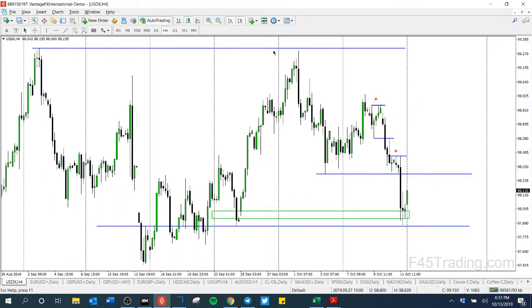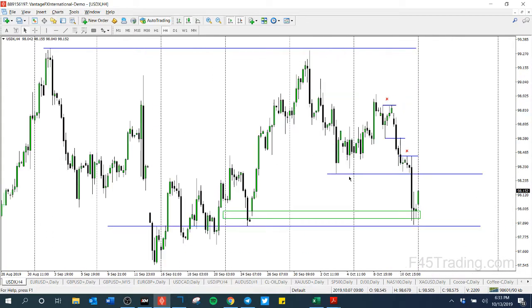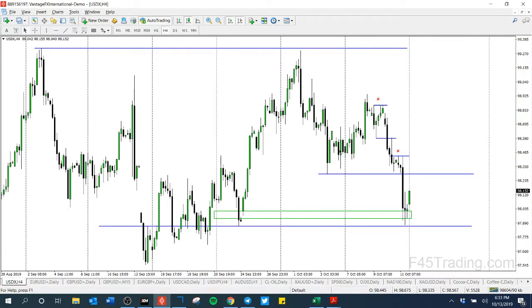This is the 4-hour. So as you can see, we had the failure to get above this high back here last week. 2 weeks ago, and then price sold off considerably. Now, this sort of midweek, early week rally last week was a bit interesting. Price just kind of seemed to come up to an arbitrary location.